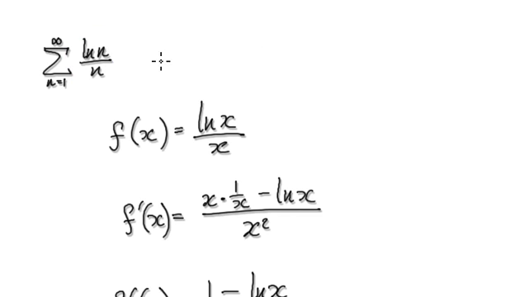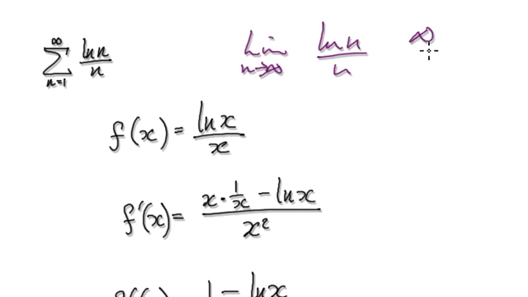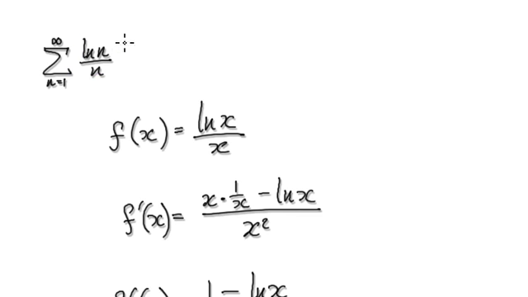So maybe use L'Hopital's rule: take the limit of this as n tends to infinity. Here you've got infinity over infinity, so use L'Hopital's rule to determine that. Make sure that it heads towards 0, basically. And we've done this many times, so you should be able to, by now, check that it heads towards 0.